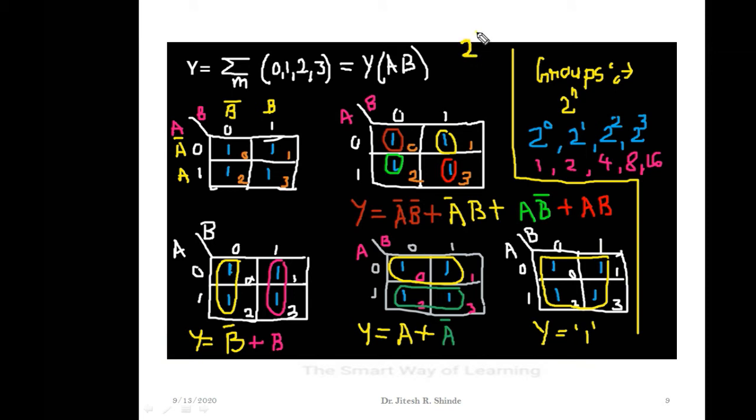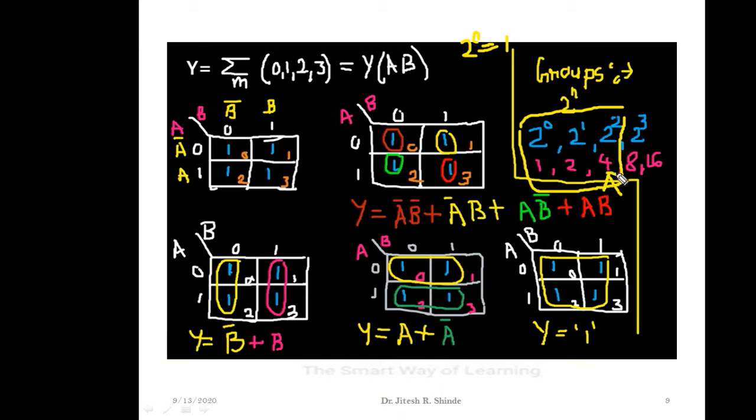Here the grouping can be formed in this order: you can form a group of 2 to the power 0, 2 to the power 1, 2 to the power 2 or 2 to the power 3, since for a 2 variable K-map this will hold. We can form a group of either a single one, 2 ones or 4 ones. The K-map suggests that we should go with the largest group, that is a group of 4 ones. If I am not obeying the laws given in the K-map, what will happen? Let's see.